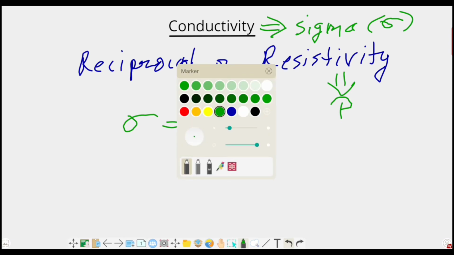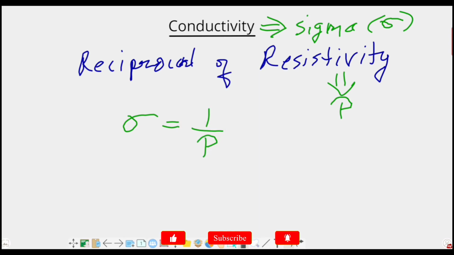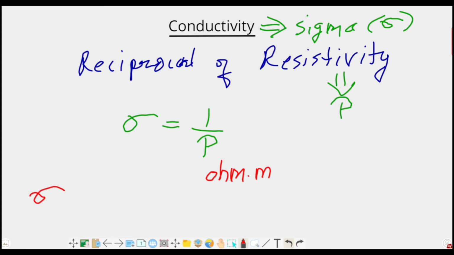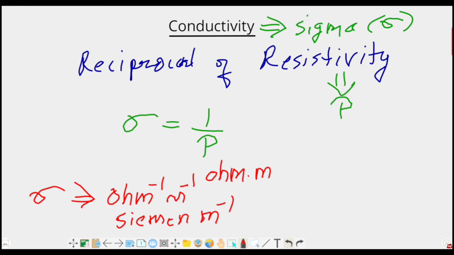Now let's discuss the SI unit. SI unit of resistivity is ohm meter. Conductivity is the reciprocal. So the SI unit of conductivity will be per ohm per meter. Now per ohm is also known as Siemens. So another unit you can say is Siemens per meter.